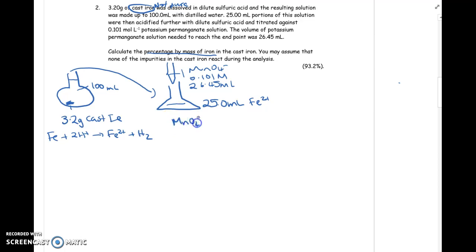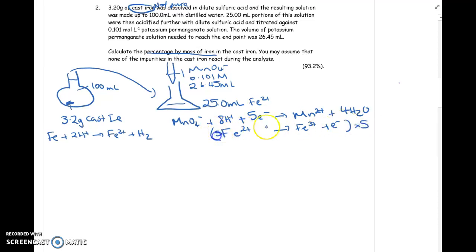So permanganate plus 8 hydrogen ions plus 5 electrons will give us manganese 2 ions plus 4 water. And the iron 2 is obviously undergoing oxidation, so the iron 2 ions go to iron 3 ions plus an electron. Now we've got 5 electrons here and we've got 1 here, so we're going to need to multiply this whole thing by 5. So it becomes 5, 5 and 5.